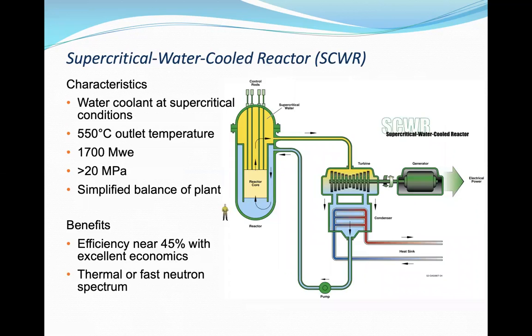Next, the supercritical water cooled reactor, in which the main characteristic is that the water coolant is in a supercritical condition. Here it is a 550 degree Celsius output temperature. We are going to produce 1700 MW, and the pressure of this system is greater than 20 megapascal. It has a simplified balance of plant. The benefits of this system are efficiency of nearly 45% with excellent economics, and the main advantage of this system is a thermal or fast neutron spectrum.